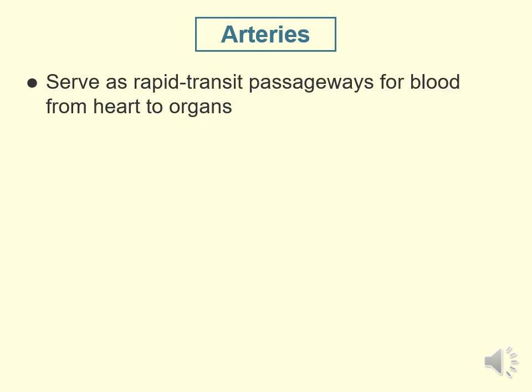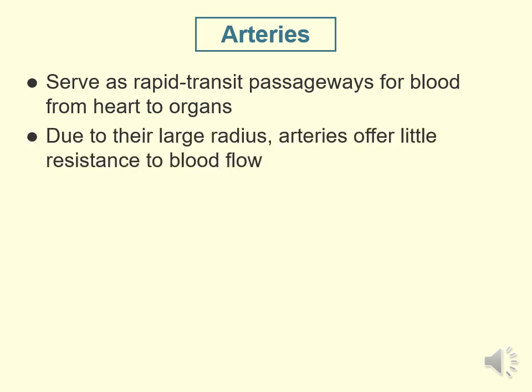Arteries can be thought of as rapid transit passageways for supplying blood from the heart to the different organs throughout our body. The key feature that enables the arteries to function in this way is that they have a large radius. So remember, when they have a large radius, they offer very little resistance to blood flow, and that's really important here.